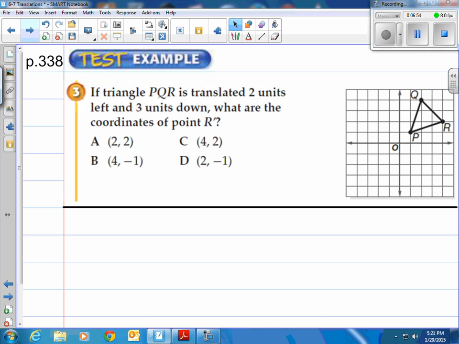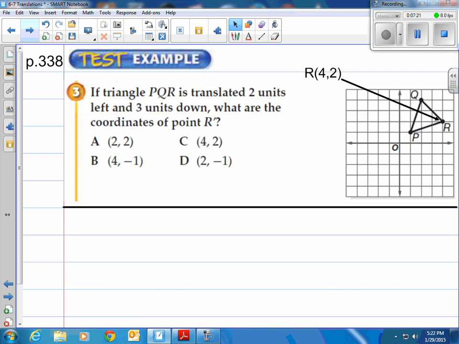All right, our last one here. Again, translations aren't too tough to figure out. It's just the notation that seems to be a little bit deceiving. All right, how about number 3 here? It says, if triangle PQR is translated 2 units to the left and 3 units down, what are the coordinates of point R prime? Well, what is R? R is 4 units to the right, 2 units up. So it's 4, 2. That's the location.